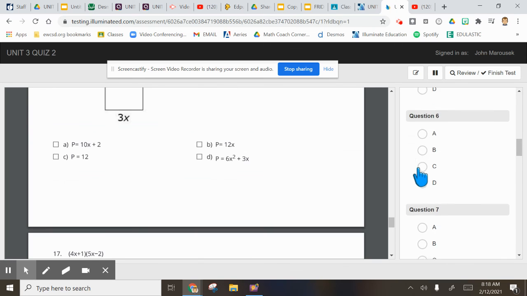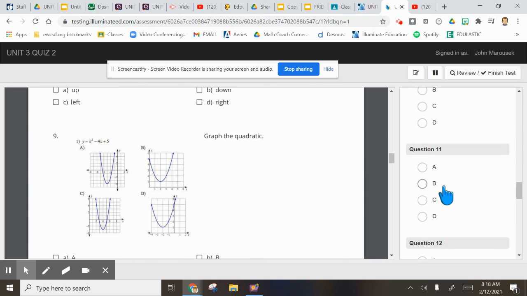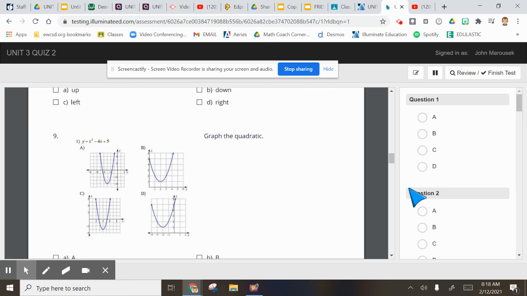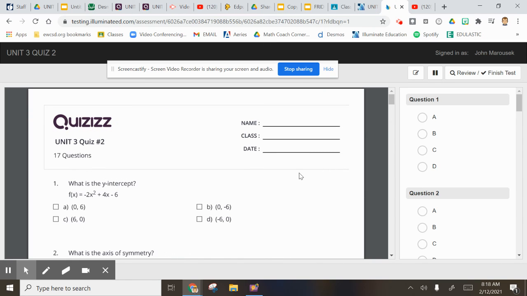Make sure you put all of your answers on this side. It should tell you what your score is at the end of the quiz. Finish this by 2 p.m. or I may even shut the quiz down at 2 p.m. if you don't get it done. Get it done.